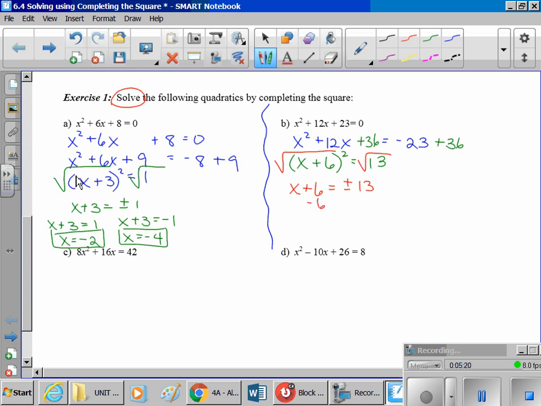Now some people might want to do this, minus 6, minus 6. So my answer is x is equal to negative 6 plus and minus rad 13. So it's going to equal negative 6 plus rad 13, and we have negative 6 minus rad 13. So far, so good. Of course, C is going to come up and totally screw us up because we have a leading coefficient that's not 1 here.